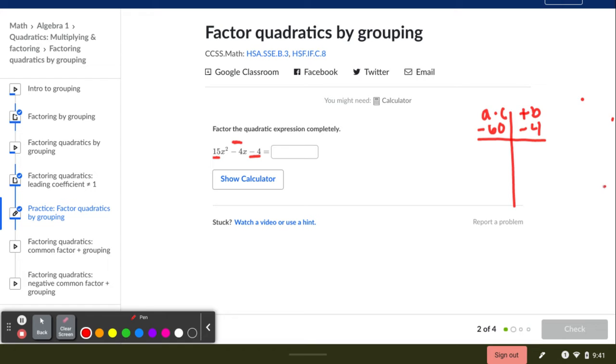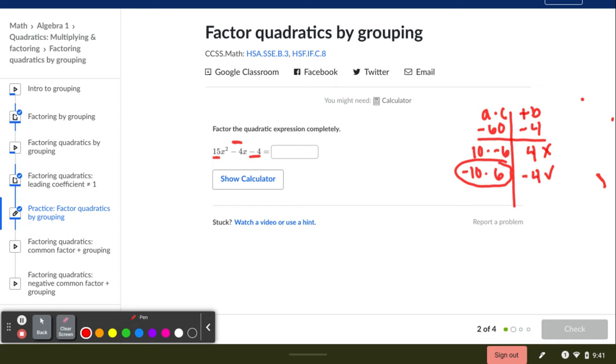So I'm thinking, what about 10 times -6? 10 times -6 is -60, but 10 plus -6 is +4. So it didn't work, but it was close. What if I just switch the negatives? So if I had -10 times 6, again, that would multiply together to be -60. And when we add them together, it's going to be -4. So perfect. Now these are the two numbers that I'm going to need to use.